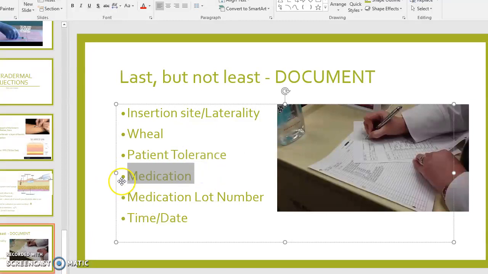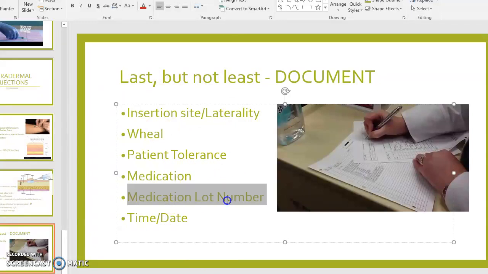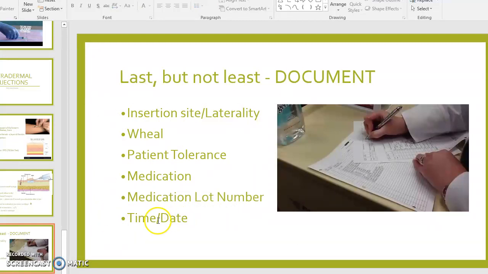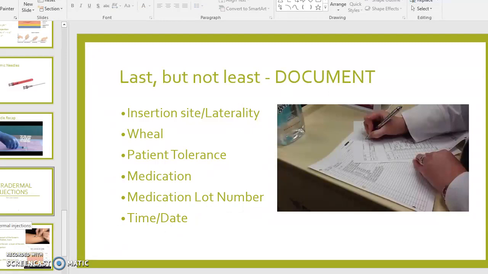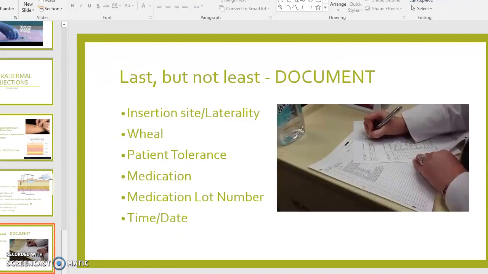Which medication did you actually give? And the route, which, you know, intradermal, we're going to document our route. The medication lot number, whenever you give any kind of vaccine or like the TB skin test, they'll always have a lot number. So we'll document that, and the time and date of injection. So that's how you're going to perform your intradermal injection for your checkup, okay? And that's in your checklist as well.